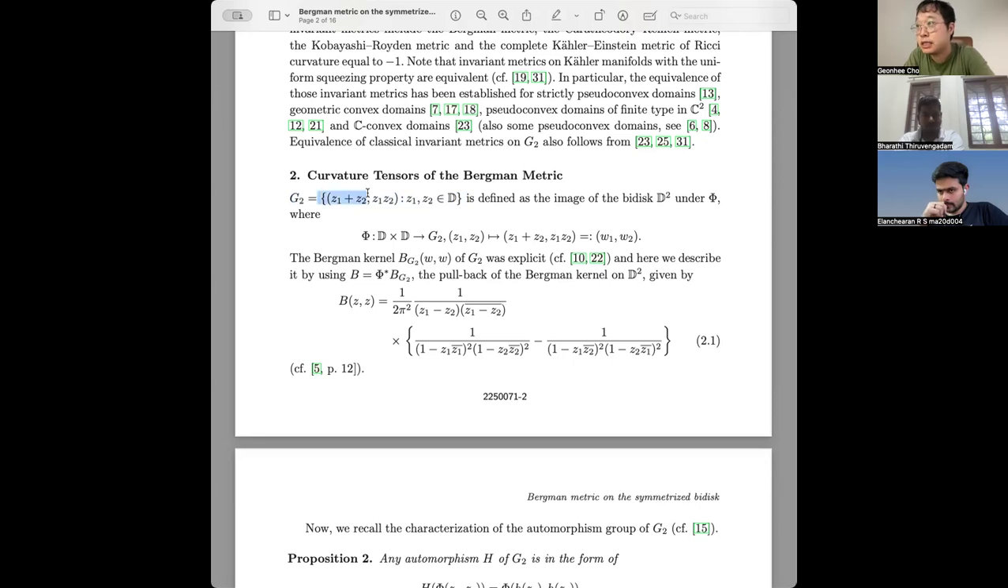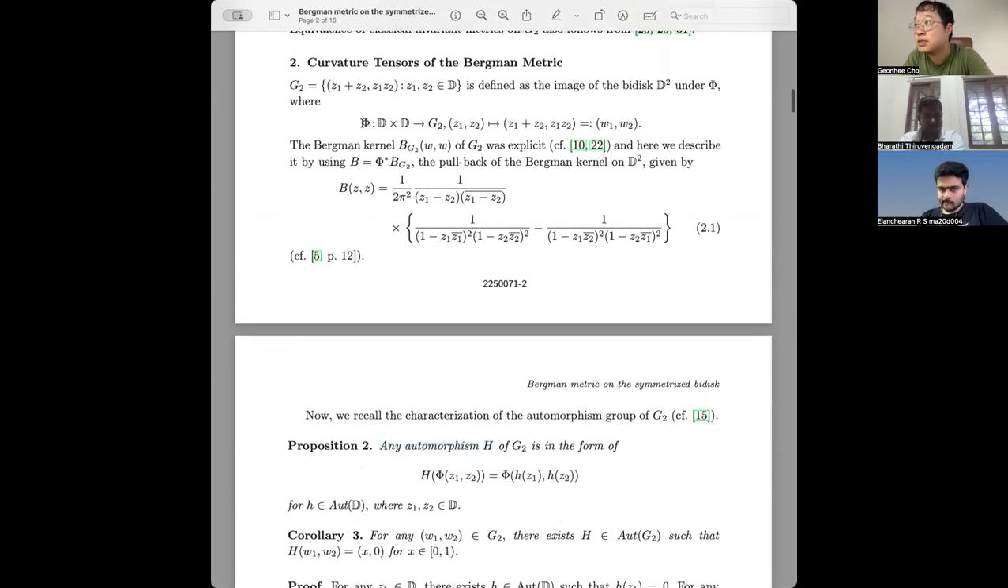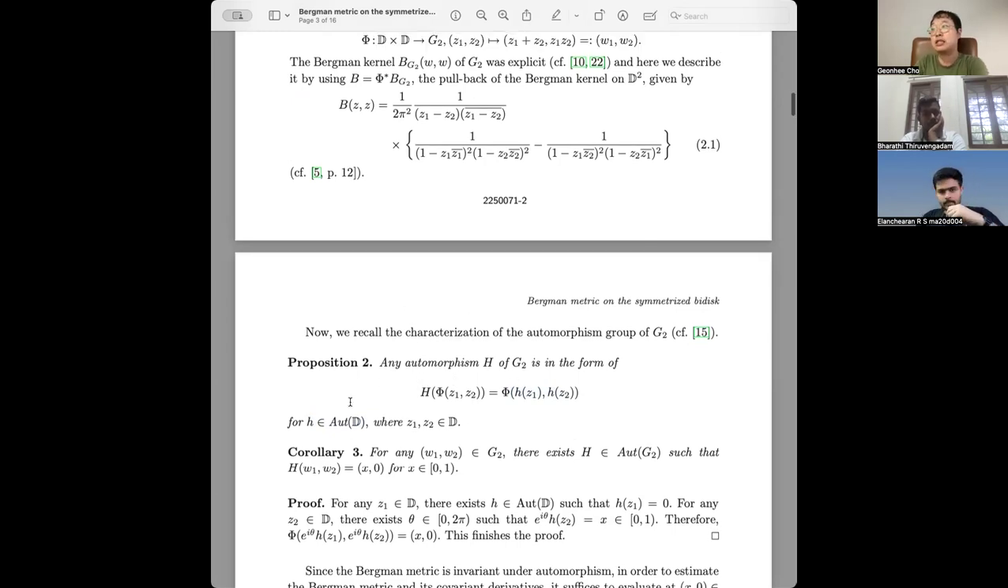And now we have an explicit description of this domain. So what one can check is that the automorphism group of G2 is already known, so I just cite this known result. Any automorphism of the symmetrized bidisk is given by the following map. Let me call it psi. Psi is nothing but the map from D cross D to G2, a map in the natural way. For each z1 and z2, it maps to z1 plus z2 with the product z1 z2, composed with a Möbius transform of the unit disk, but make sure that this h is the same for each component. So any automorphism should have this form.